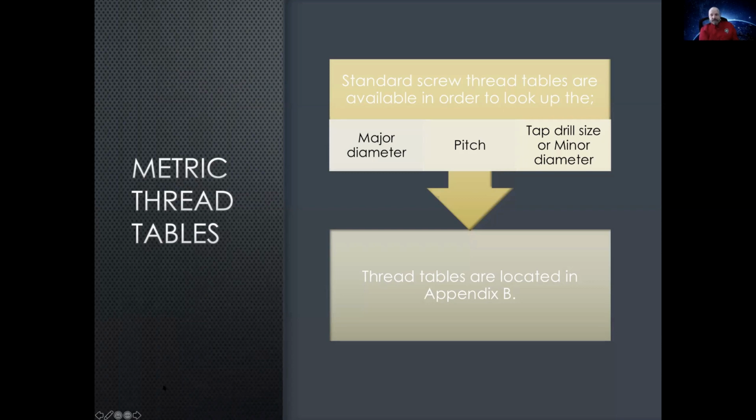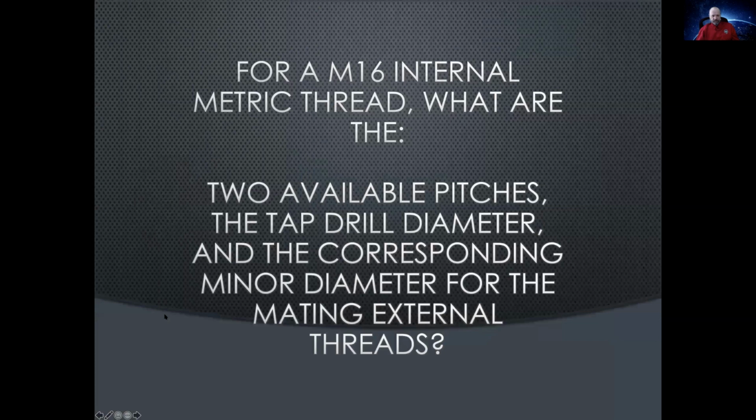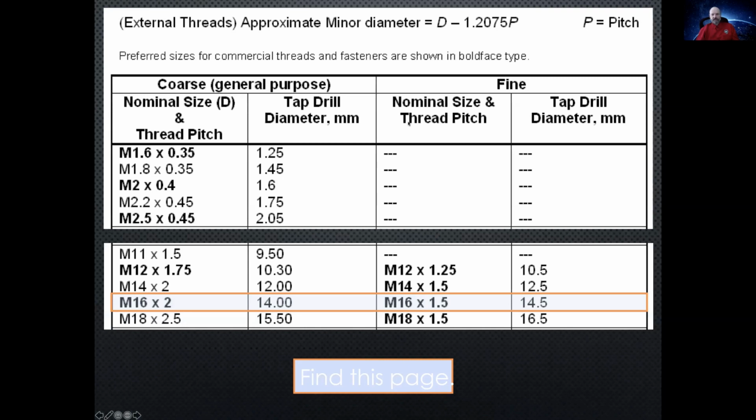All right, standard screw thread tables are available in order to look up the major diameter, the pitch, and the tap drill size, and that's also in B. So if you got an M16 internal metric thread, what are the two available pitches? Tap drill diameter and corresponding minor diameter for the mating external threads. So that's a typical homework question. So you go look at the table, you find M16, got M16 by 2. Okay, tap drill is going to be 14 millimeters.